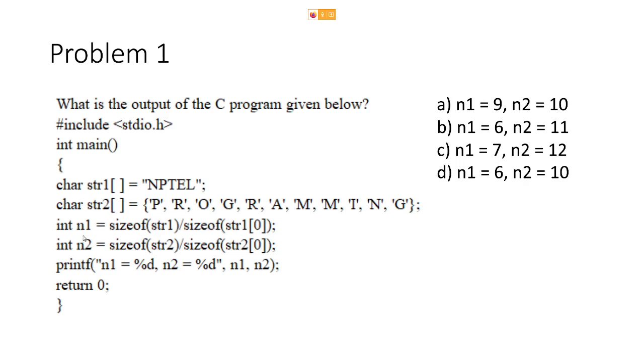Okay, so n1 is 6, and similarly n2 is equal to size of str2, where size of this str2 is 11 bytes divided by size of str2 0, that is the 0th element, which is one character, so 1 byte, so n2 is 11 bytes divided by 1 byte, that is 11. And then when you print n1 and n2, it will be 6 and 11. That is option B. Is there any question?